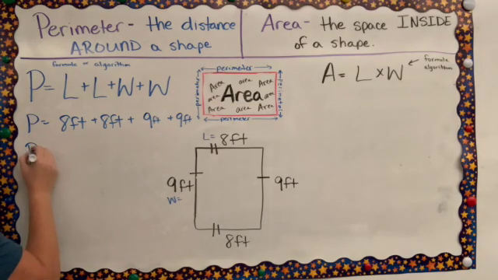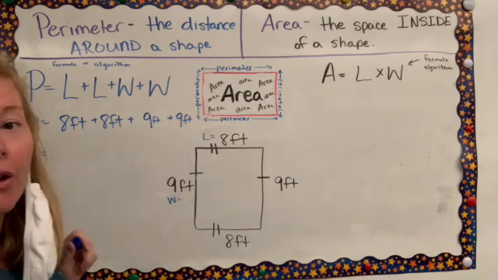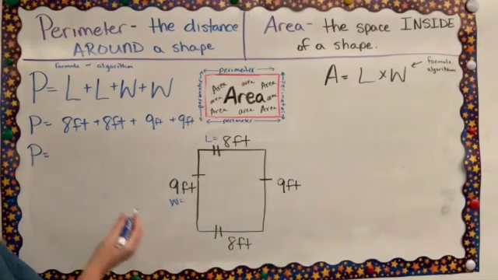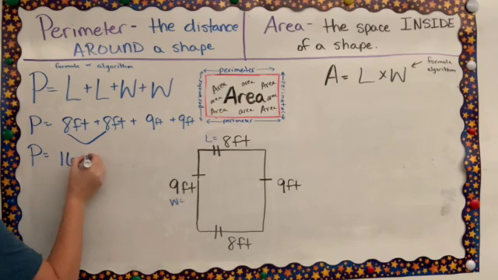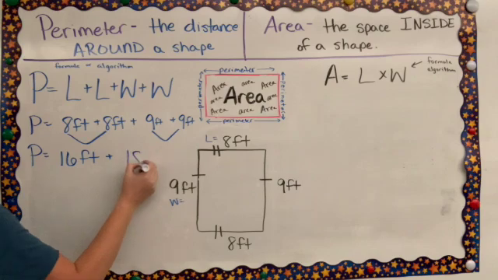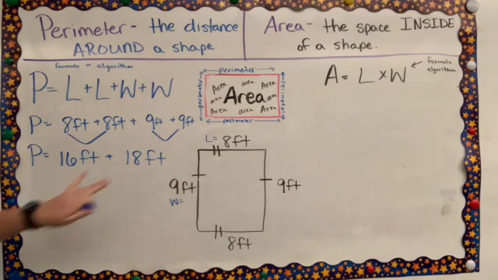Perimeter equals, what do we do first? Yes, combine those like numbers. 8 plus 8 is 16 feet, plus 9 plus 9 is 18 feet. And then we need to put these last two together.